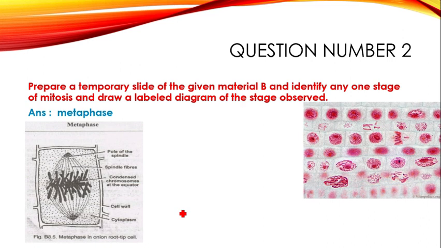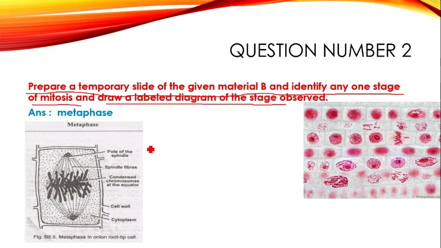Then question number 2. Question number 2 is common for all students, but question number 1 contains 4 questions, and some students get one question, other students get another question. But question number 2 is common for all students. Question number 2 is a mitosis experiment. Here you can see: prepare a temporary slide of the given material B and identify any one stage of mitosis and draw a labelled diagram of the stage observed.